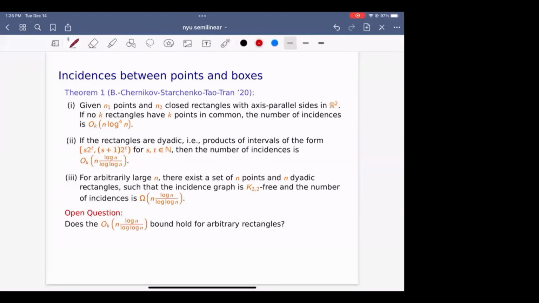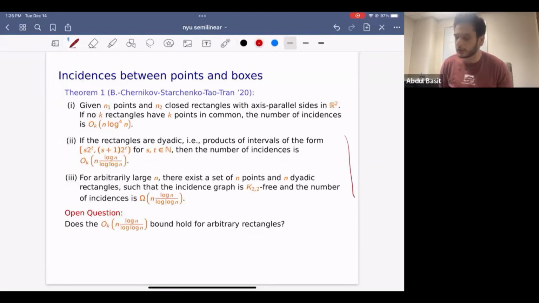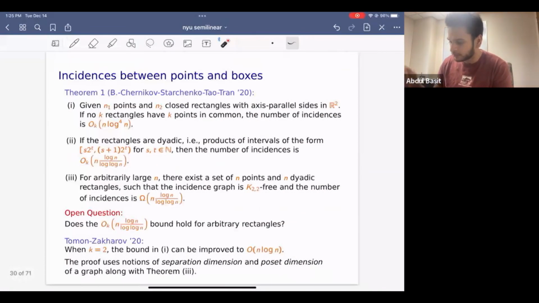Yeah. So this argument is purely combinatorial, and we use a different technique for this one. And the lower bound here, I would think probably you can lower this to n log n. Actually, there was a result right after ours. Tomon and Zakharov improved this bound to n log n for k equals 2. Again, they have purely combinatorial arguments that use these notions of separation dimension and poset dimension. Somehow they end up using our construction, but I don't really understand it too well. So again, this bound you can improve to n log n.